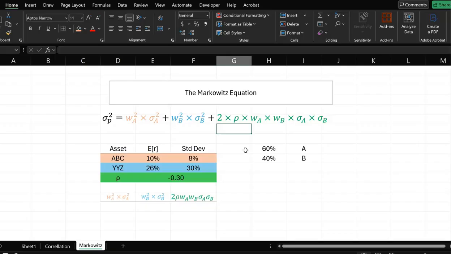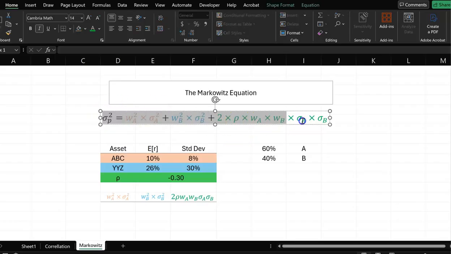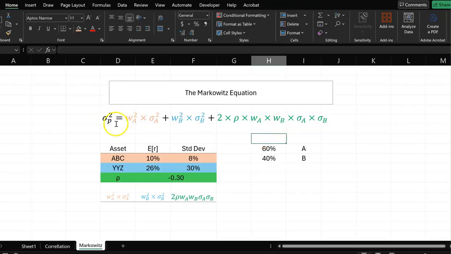So typically we just give that to you. All right, so you'll have this equation here, and you'll have everything you need to know. You just have to plug it in.